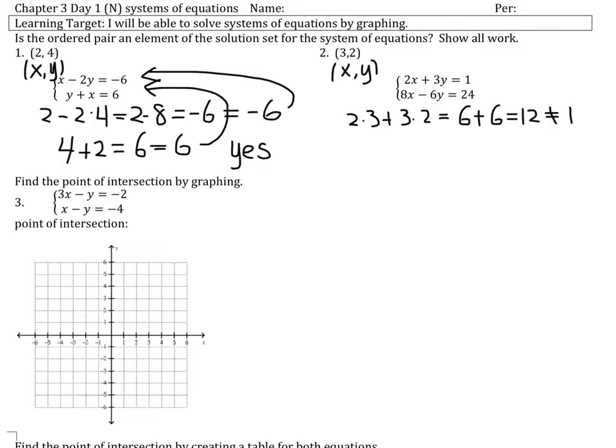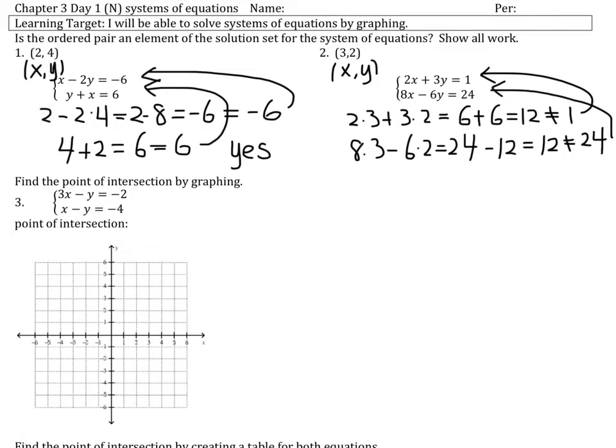The point is not a solution to the first equation. At this point, we can stop and say that the given pair 3, 2 is not a solution. But since we're doing the demonstration, let's continue and finish the second equation. 8 times 3 minus 6 times 2, is it equal to 24? So 8 times 3, I have 24, minus 6 times 2, I have 12. So 24 minus 12 is 12. So obviously it does not equal 24.